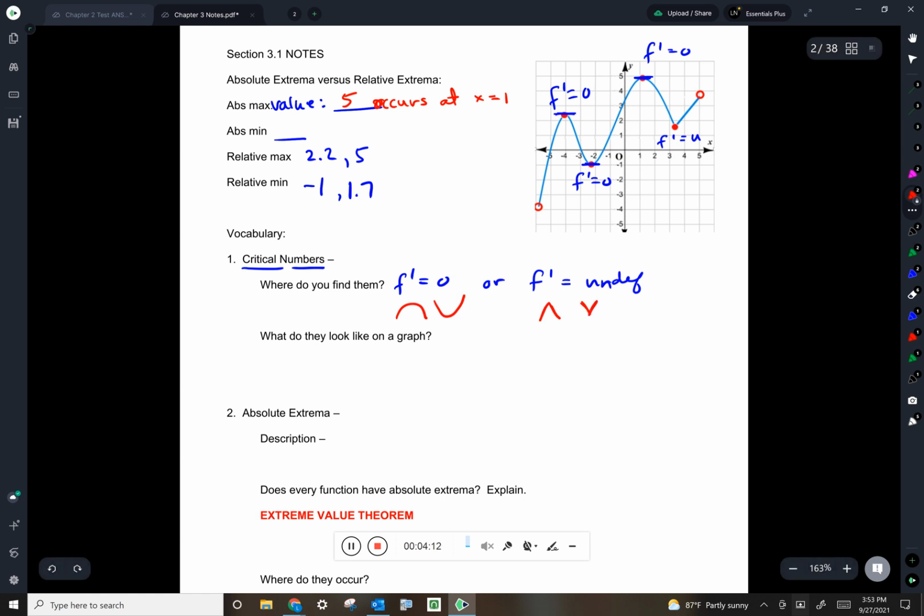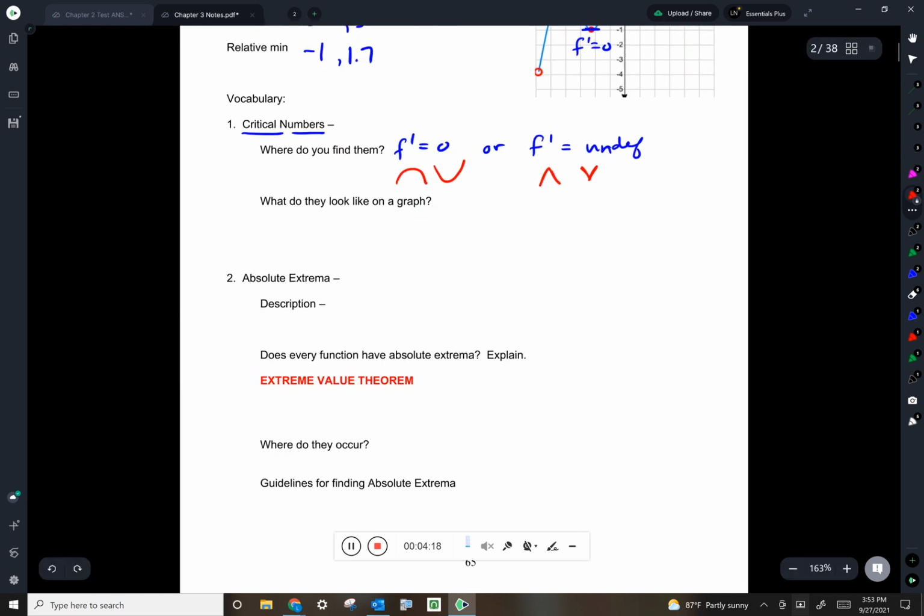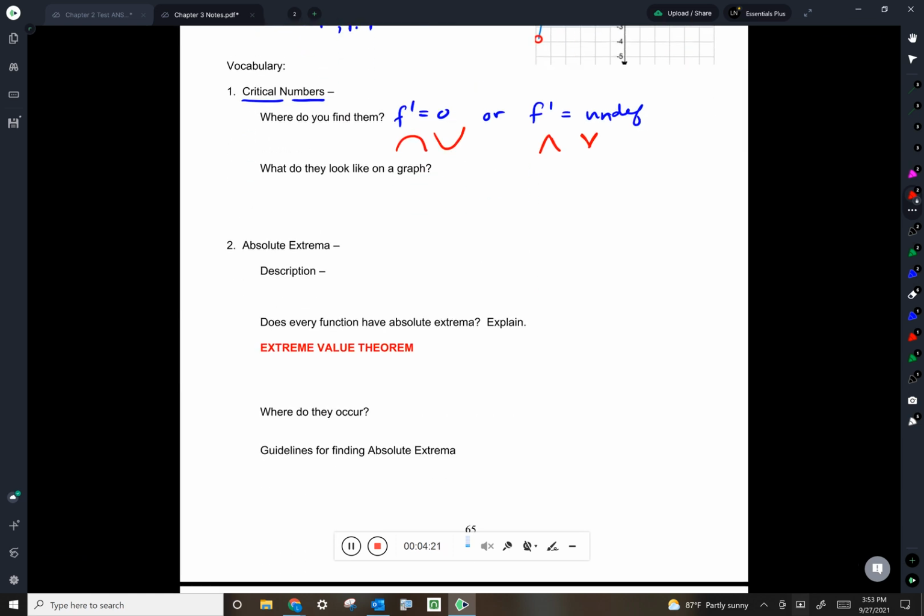That's not the issue, but it's the fact that it's a sharp turn as opposed to a smooth curve. Okay? So absolute extrema. Well, this is going to sound kind of silly to say, but the description is the highest, right, would be the maximum.